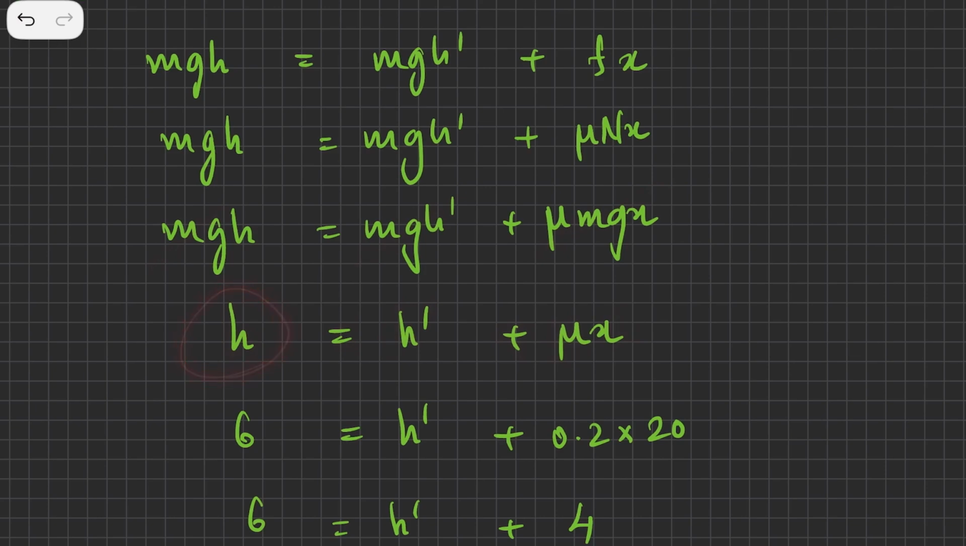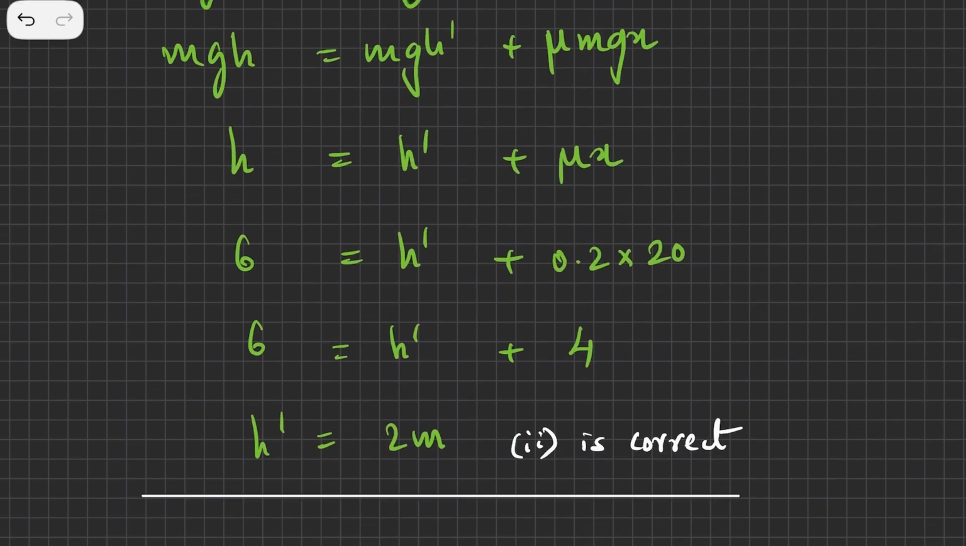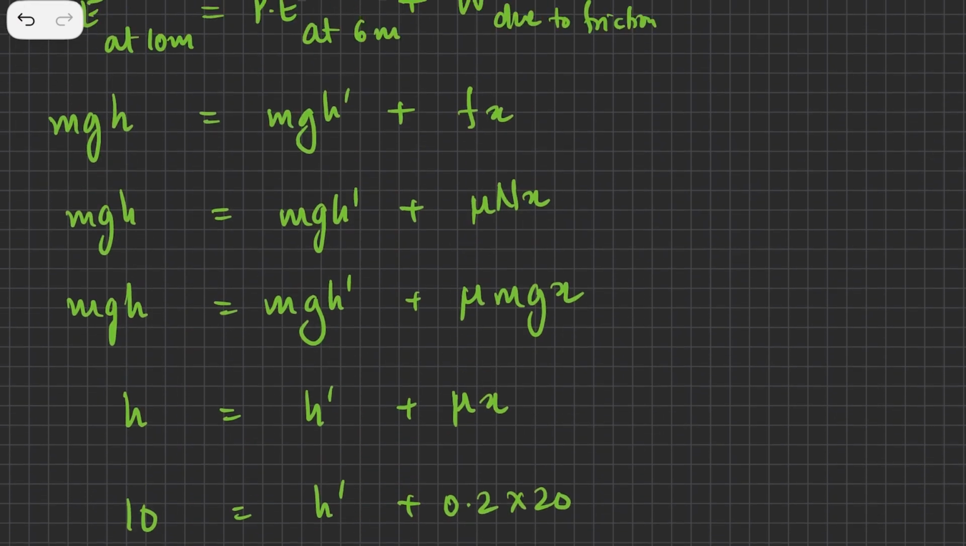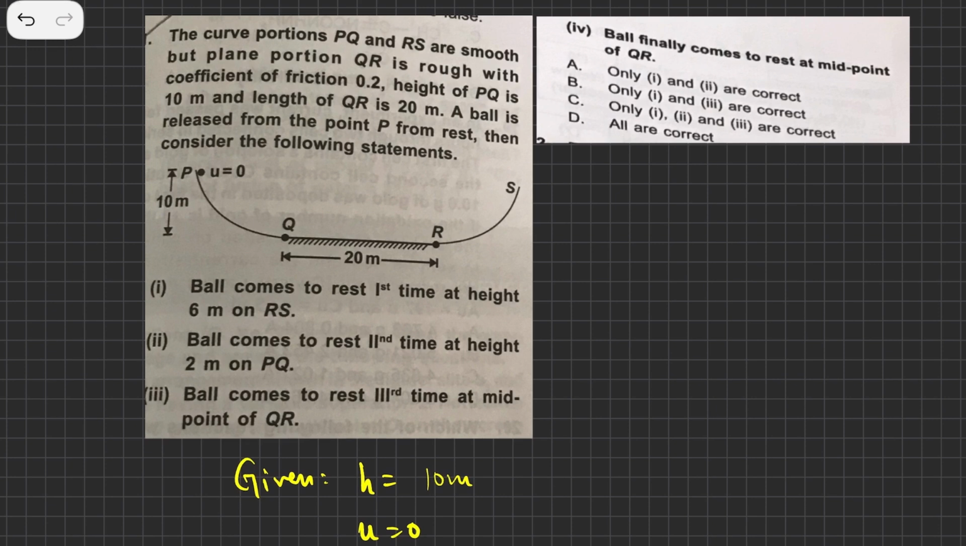This height I am taking as 6 meters. So h dash would be equal to 6 minus 0.2 times 20. This is 4, so 4 goes to this side. 6 minus 4 is 2. So h dash comes out to be 2 meters. That means the second option is also correct. The ball is going to travel from this point up to 6 meters and then travel back down to 2 meters.